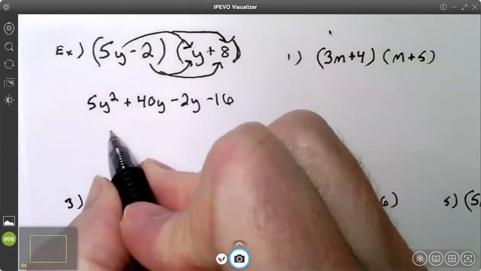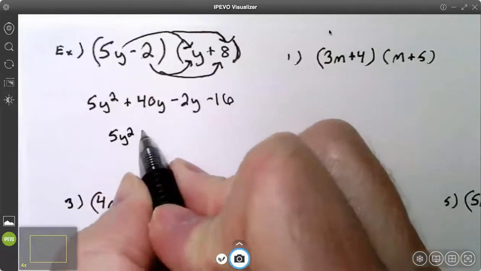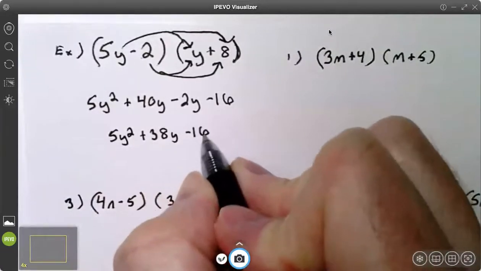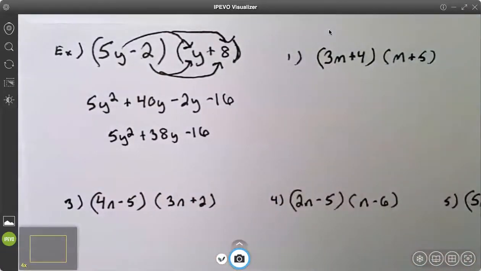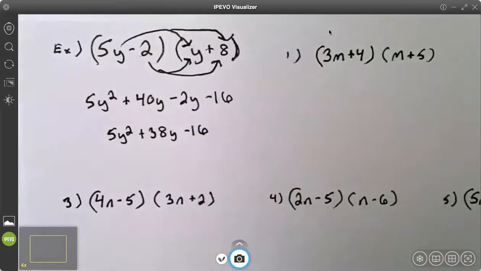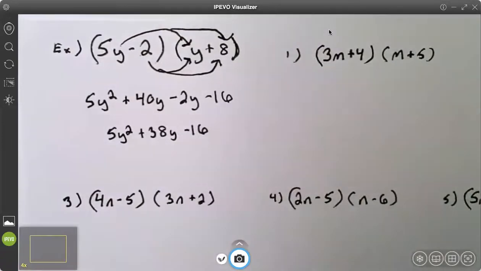So the first term comes down. 40 minus 2 gives me 38y. Nothing to combine the constant with, it comes down. And my answer is a trinomial, degree of 2, leading coefficient of 5. A lot of the ones we do where we multiply two binomials will end up as a trinomial. Sometimes they'll end up as a binomial when the two middle terms cancel each other out, like 40y and negative 40y. We'll see one or two of those.